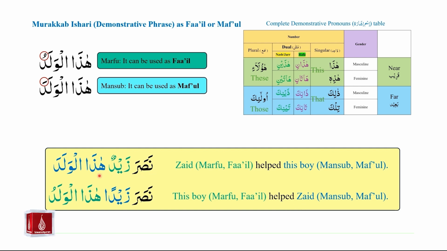Nasara Zaidun hazal walada was translated as Zaid helped this boy, but Nasara Zaidan hazal waladu will be translated as this boy helped Zaid. In conclusion, murakkab-e-ishari or demonstrative phrase can be used both as fa'il when it is marfu and it can be used as maf'ool when it is mansoob.